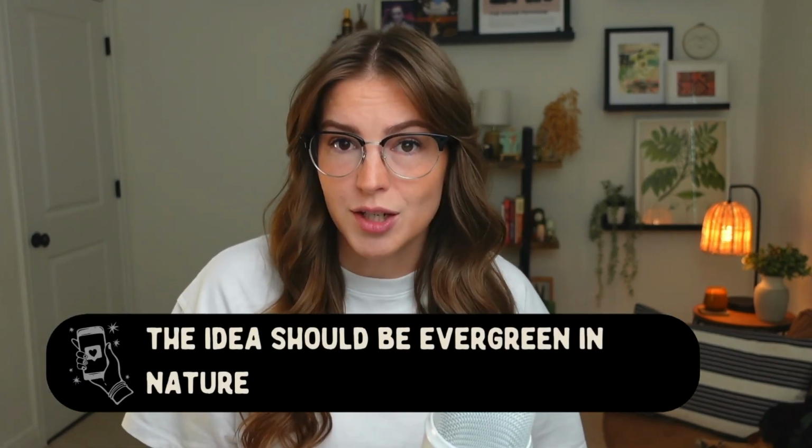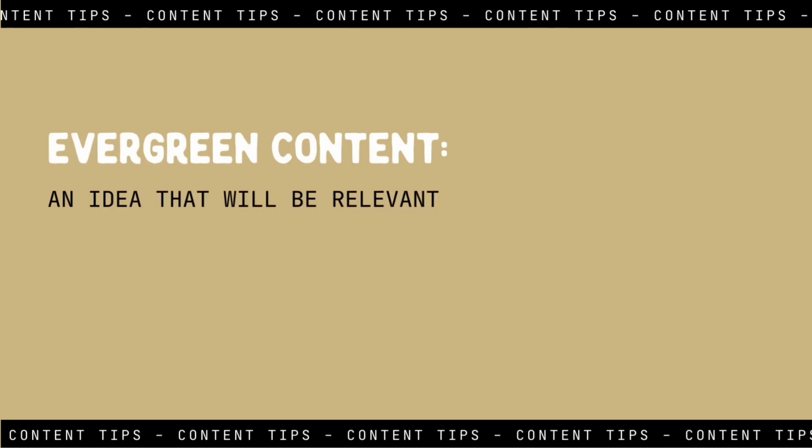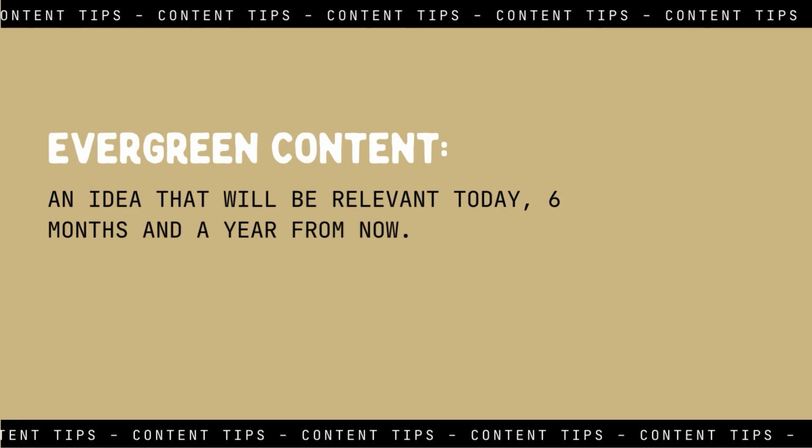So the first thing we need to think about when coming up with the content idea is that it should actually be evergreen in nature. And what I mean by this is something that's going to be relevant today and 6 months from now, a year from now. That's all that evergreen means. Just think of like evergreen trees.